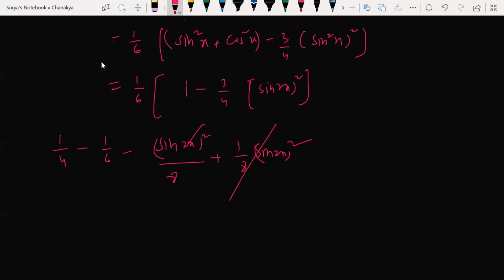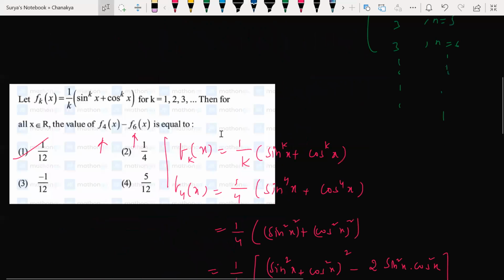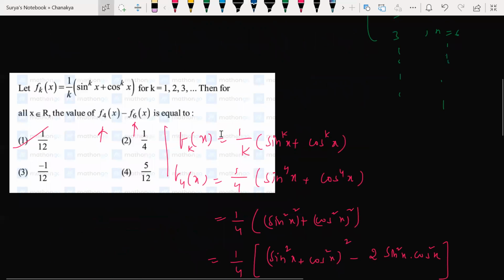So this will be getting cancelled. LCM is what? 12. 12 is nothing but 3, 2, so 1 by 12. Yes, this is how I'll be getting the answer. Any doubts here? Very, very simple, guys. You can solve in your own way. If you know the trigonometric properties and the basic algebraic identities, you can make this question very easy. Next one.